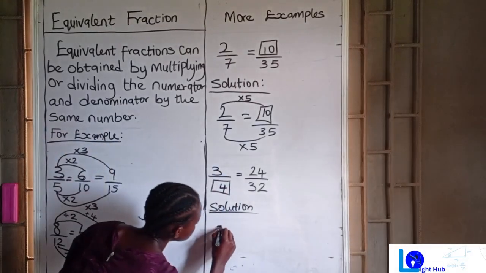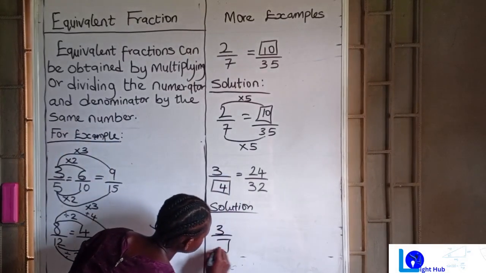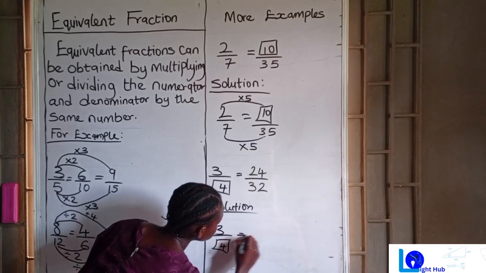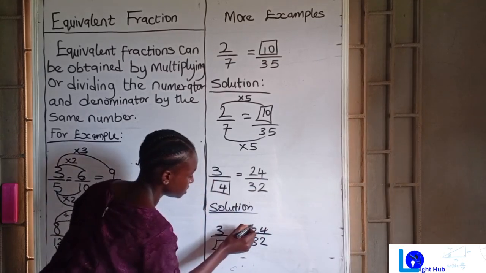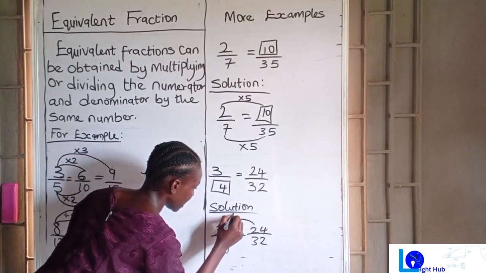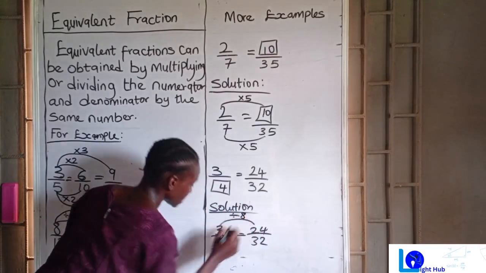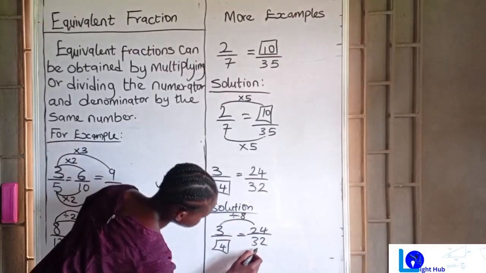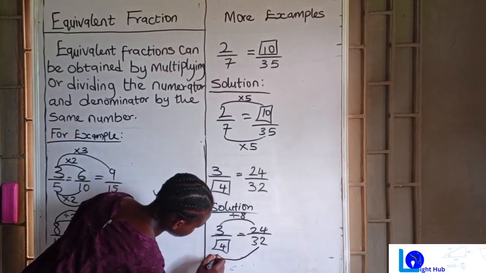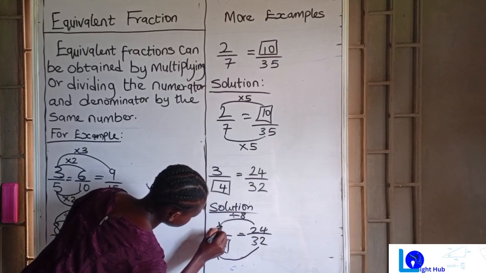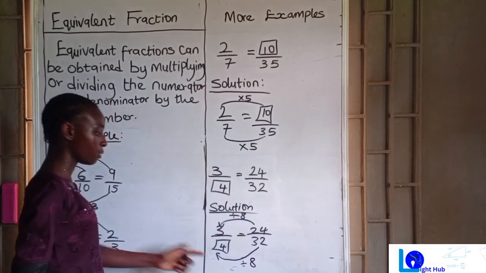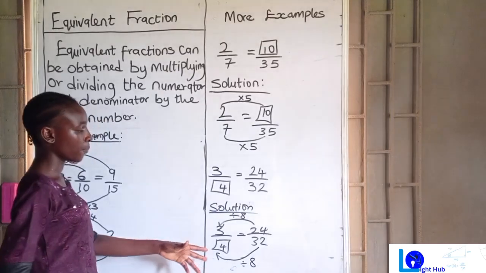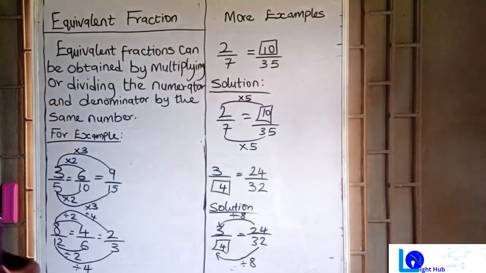This is how it goes. 3 over 4 is equal to 24 over 32. So this is divided by 8, that is how I got 3. And this is also divided by 8. 32 is divided by 8, that is how I got 4. So this is basically what equivalent fractions are.